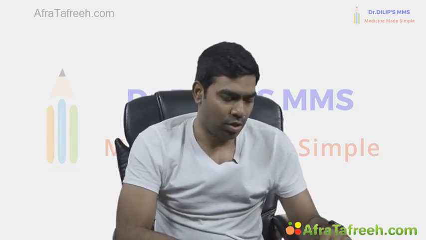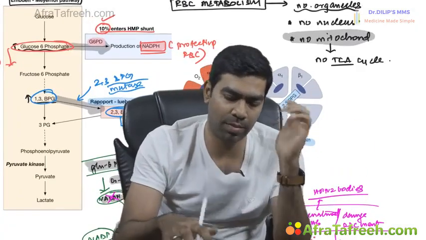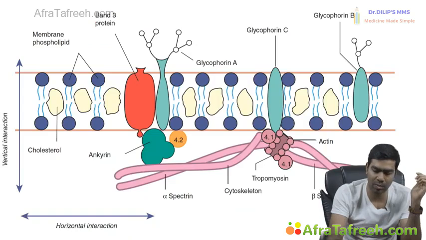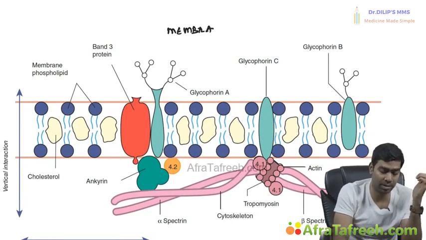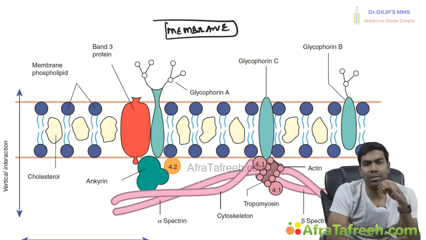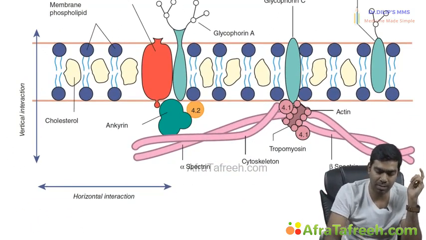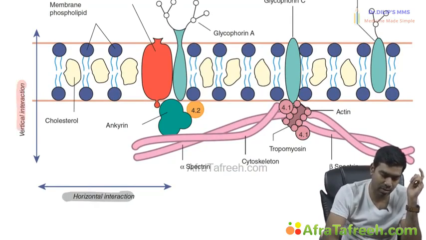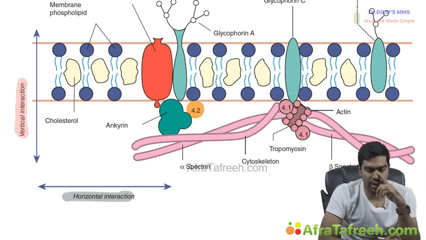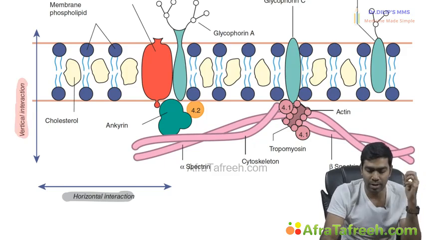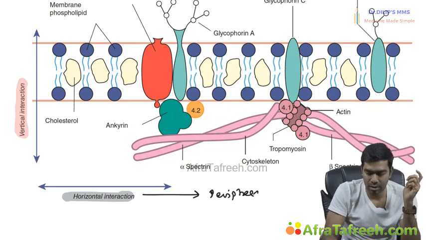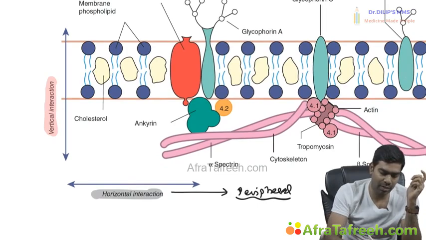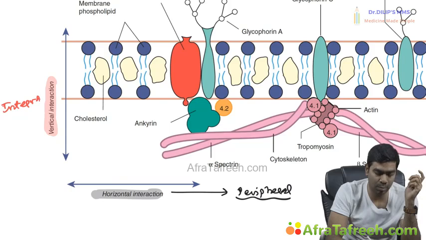So the next thing, after knowing these general events of RBC metabolism, is that it is crucial to understand RBC structure. That is what I have given in the slide. This is the membrane structure of the RBCs. If you ask me, there are two interactions in the RBC membrane. One is called the horizontal interaction and the second one is the vertical interaction. Let me put all the horizontal interactions in black and all the vertical interactions in red. Horizontal interactions are made by peripheral proteins, and vertical interactions are made by integral proteins.